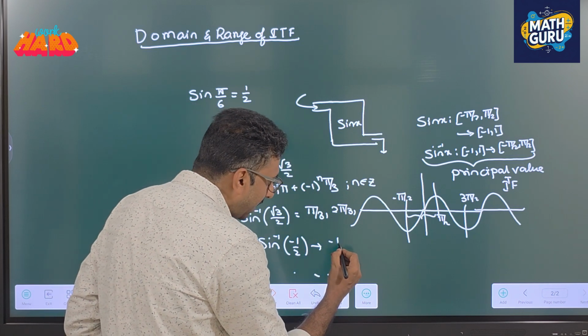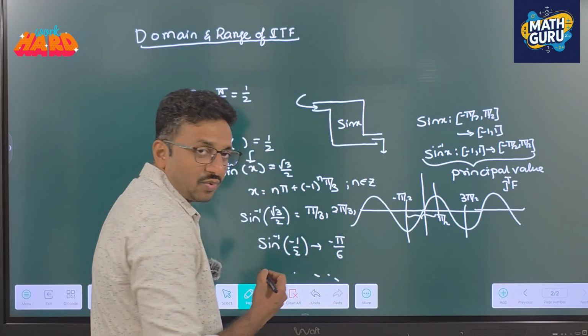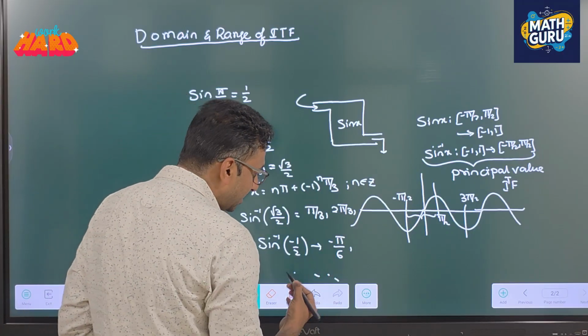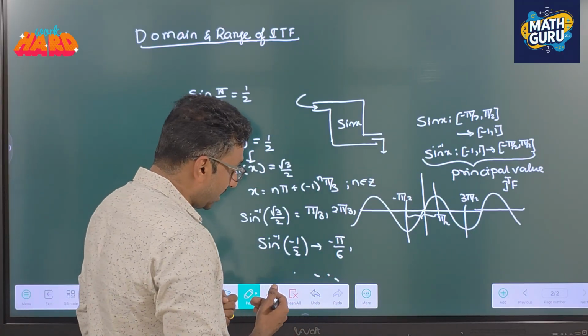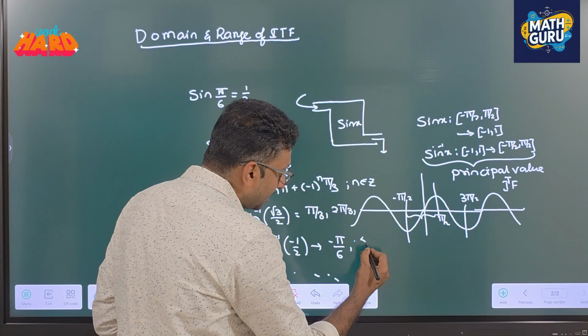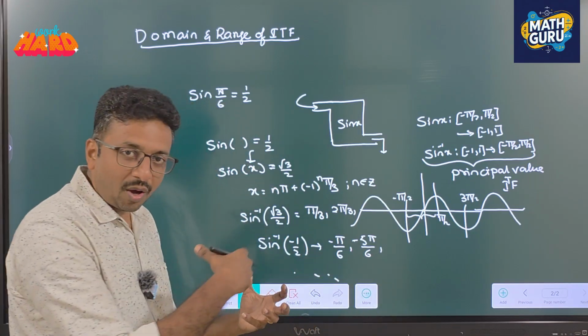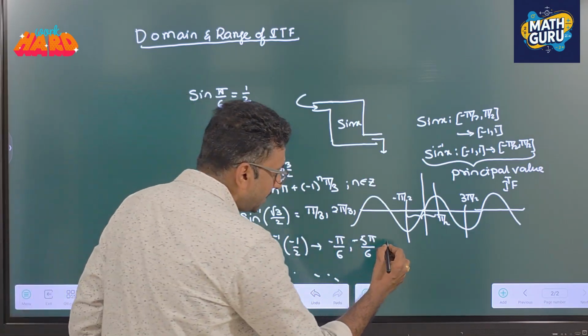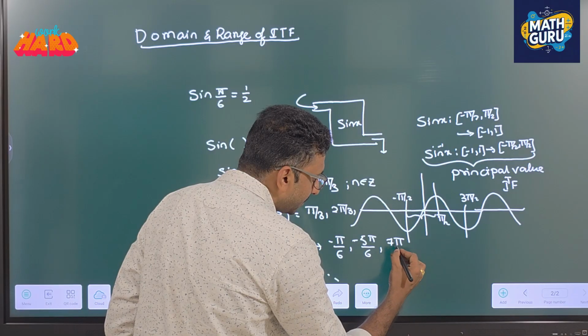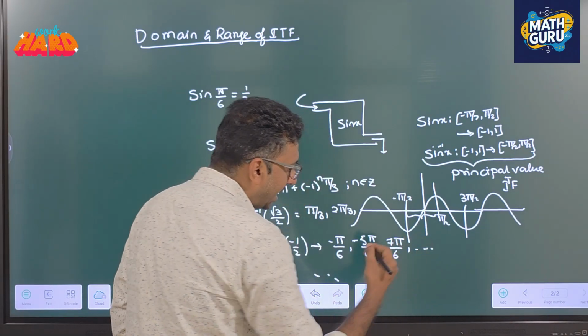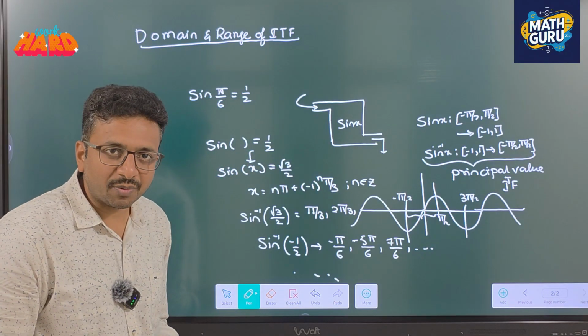Minus pi by 6 is one value. The next value where sine is minus 1 by 2 is minus 5 pi by 6. If you want to take positive angles, it will be 7 pi by 6, pi plus pi by 6. So there are different angles for which sine inverse is minus 1 by 2.